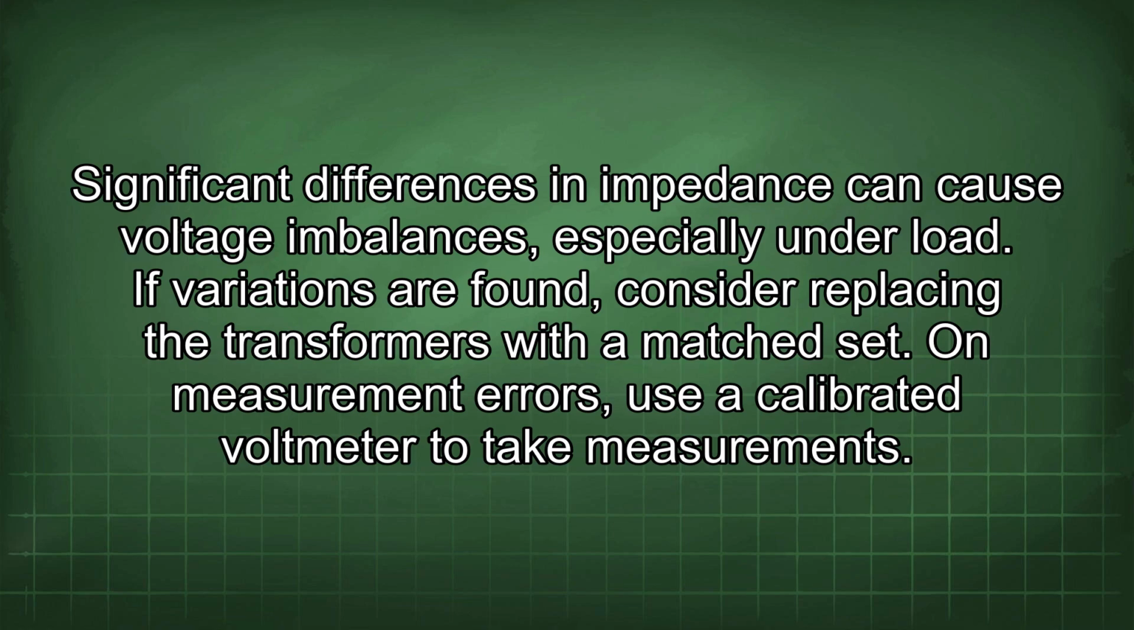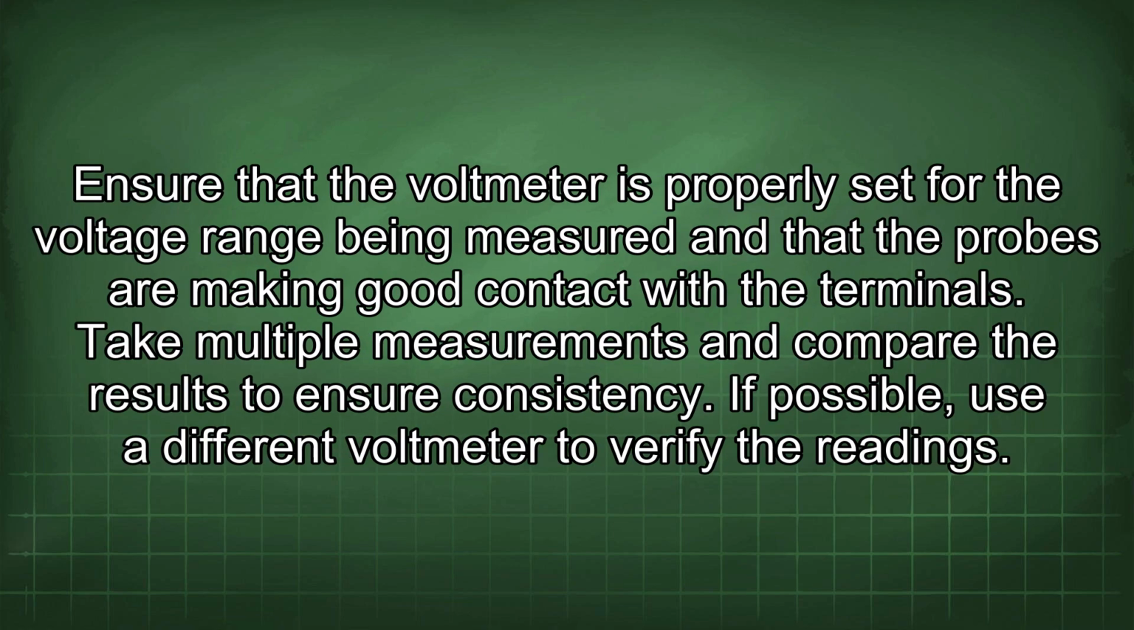On measurement errors, use a calibrated voltmeter to take measurements. Ensure that the voltmeter is properly set for the voltage range being measured and that the probes are making good contact with the terminals. Take multiple measurements and compare the results to ensure consistency. If possible, use a different voltmeter to verify the readings.